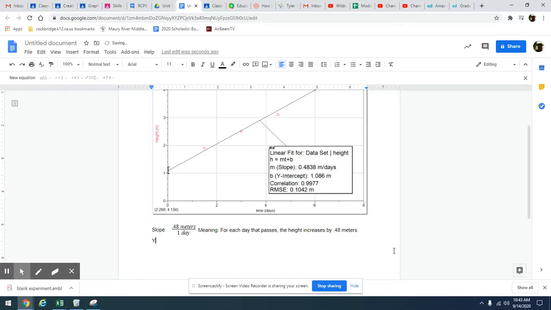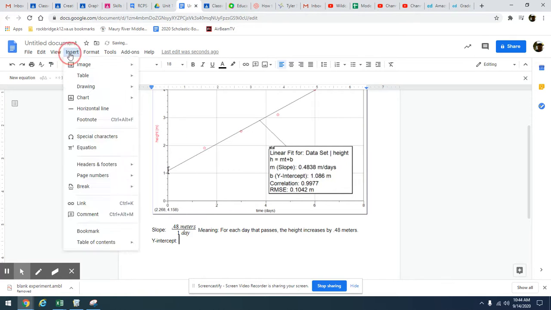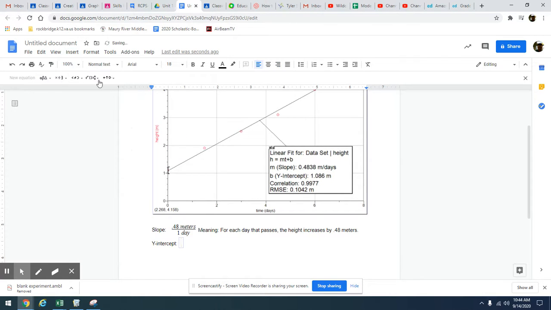The y-intercept is, I'm going to call it 1.1, rounded to the nearest tenth. So I'm going to insert, oh, no, not yet. I'm going to blow this up to 18 again. Then I'm going to go to insert my equation. And, oh, I don't need a fraction for this, do I? So I just need 1.1. That's not showing up there. There we go, 1.1 meters.